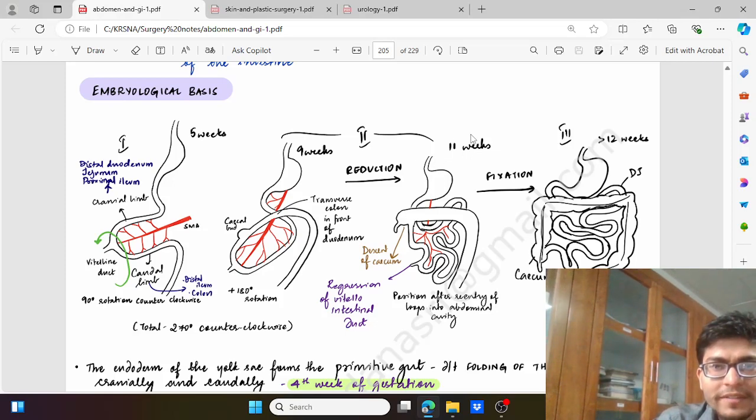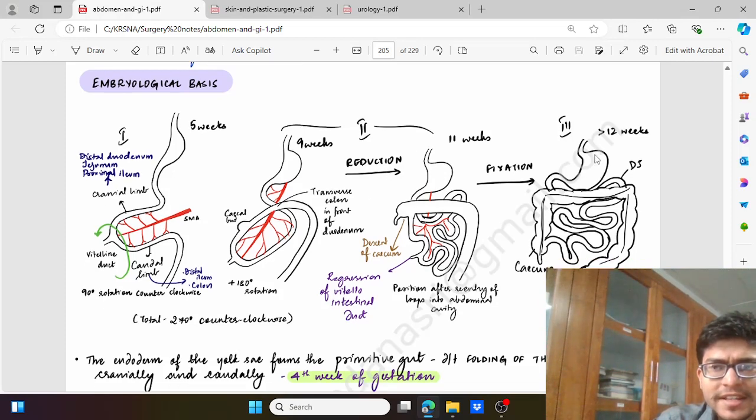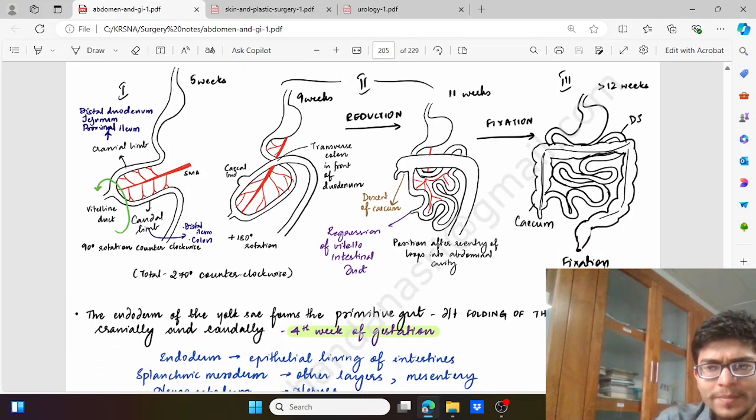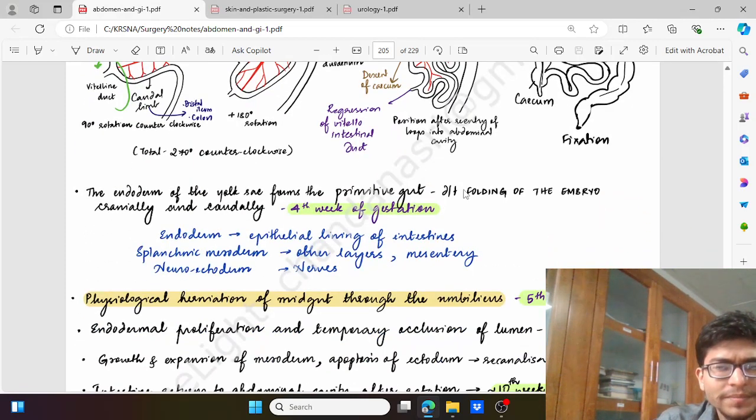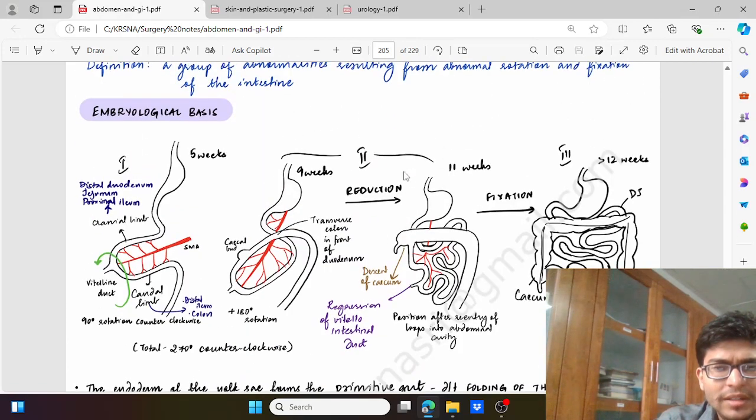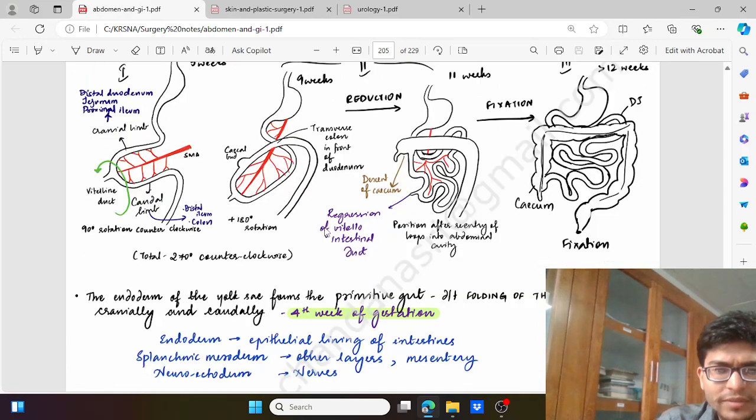This happens at around 11 weeks, that is stage 2, the reduction. And in stage 3, there is fixation of the cecum, DJ flexure and sigmoid colon to the posterior abdominal wall. So this is all about the embryological basics of rotation of the gut.